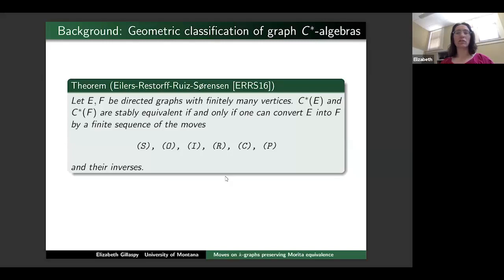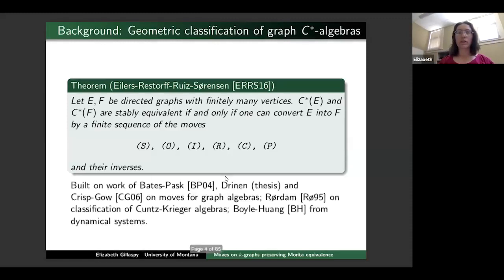where they proved that two directed graph C-star algebras, C-star E and C-star F, are stably isomorphic, that is, Morita equivalent, if and only if one can get from the graph E to the graph F by a finite sequence of one of these 6 moves and their inverses. So we have S is deleting a regular source, O is for outsplitting, I is insplitting, R is reduction, C is the Kuntz splice, and P is the butterfly move.